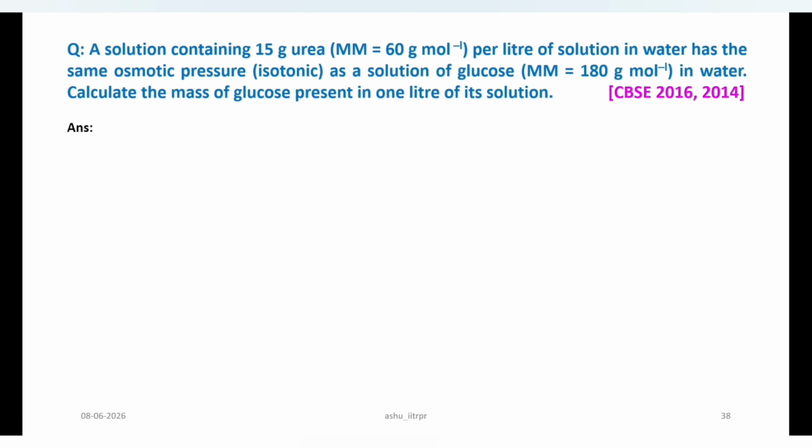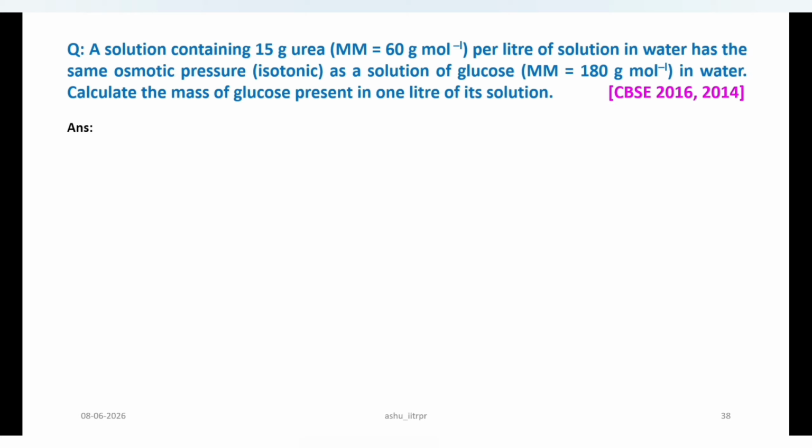This is the question which is very important from this part of osmotic pressure. A solution containing 15 gram of urea, molar mass of urea is this much, per liter of the solution in water has the same osmotic pressure. That means it is isotonic. So if it is isotonic, then we have just derived that W1 by M1 equals W2 by M2. So what we have to calculate is the mass of the glucose present in this one.